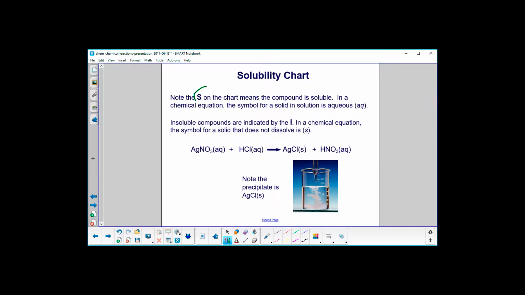Note that the S on the chart on the previous slide means the compound is soluble. In a chemical equation, we represent that by aqueous, AQ. That's the symbol for a solid in solution. Insoluble compounds are indicated by the letter I. In a chemical equation, the symbol for a solid that does not dissolve is S. So let's look here. That's aqueous, it's in solution. This is in solution. This is in solution. However, the silver chloride is insoluble, and it's a solid that is also the precipitate.